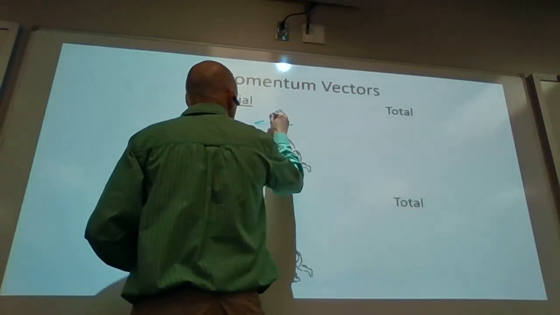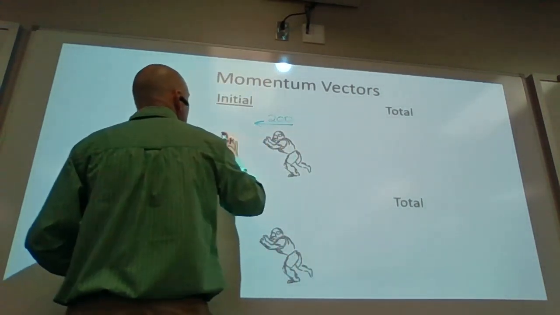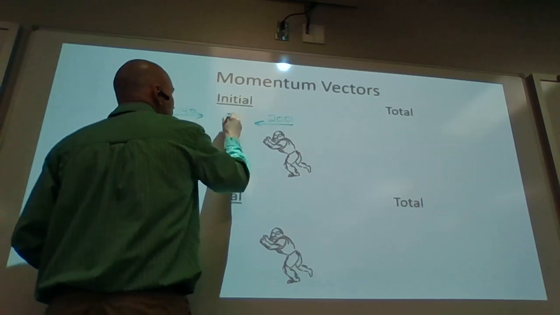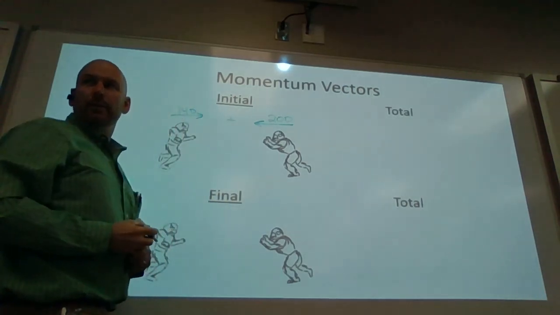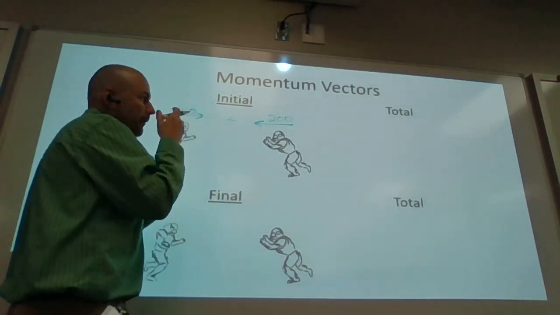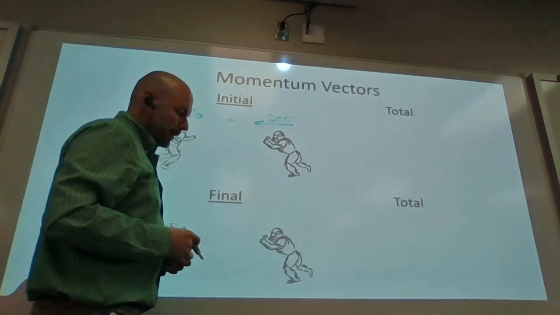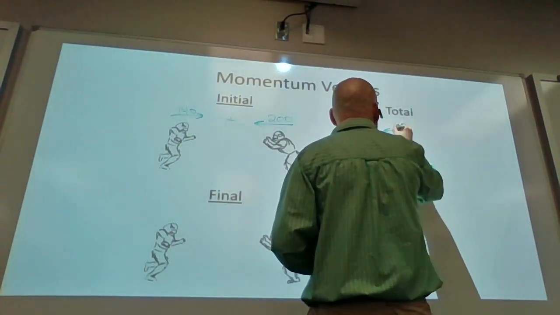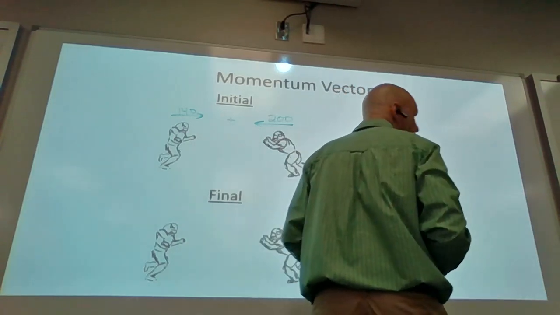we have 200 going to the left, 140 going to the right. Add those together. We're saying that the Maverick and the Raider football players are the system. So the total momentum of the system, therefore, is 60 to the left.